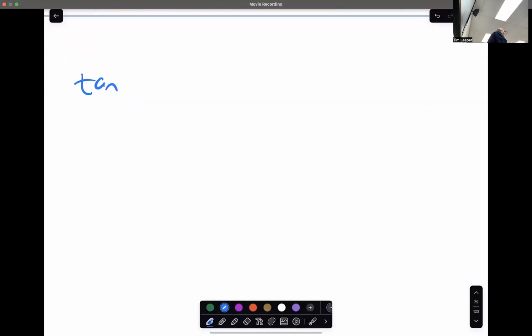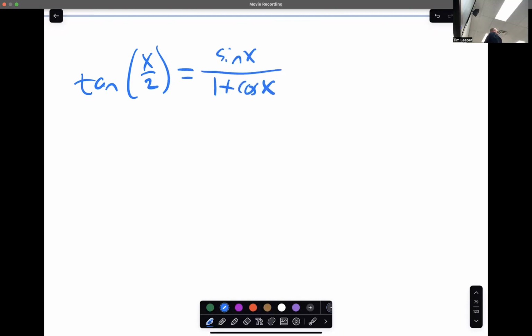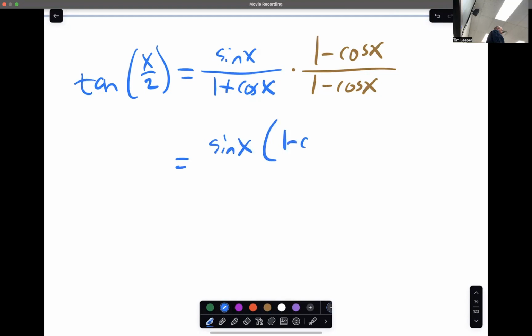We just ended at the tangent of x over 2 is equal to the sine of x divided by 1 plus cosine of x. Now, to get to the other one, it's actually pretty easy this time. I'm going to multiply the numerator and denominator by the conjugate of the denominator, which is 1 minus cosine of x. Now in the numerator, don't multiply those together. That's going to give you sine of x times 1 minus cosine of x, all over in the denominator, 1 plus cosine of x times 1 minus cosine of x.